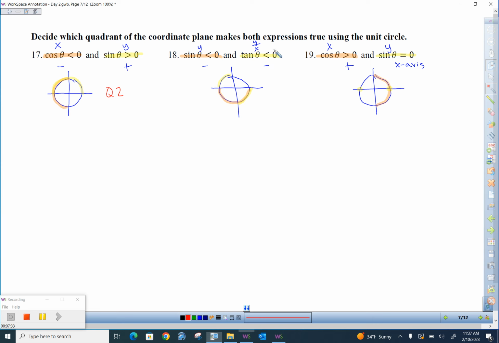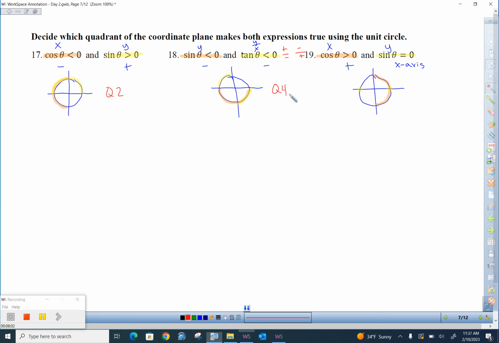Tangent was a little bit trickier, okay, but I want you to focus on this as a fraction. When we talk about tangent being negative, it could be positive over negative, or it could be negative over positive, but one of those values has to be negative and one has to be positive. So that would happen in quadrant 2 and quadrant 4. So the overlap here is quadrant 4.